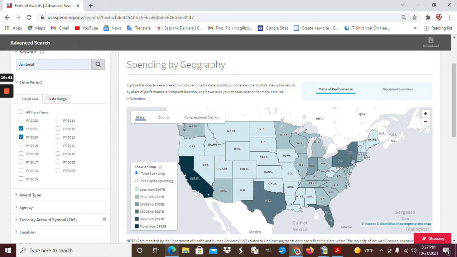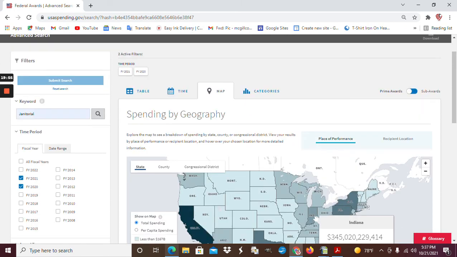It's the same with your NAICS code. If you've got a NAICS code for temporary help, and you see that some of the money may not be going in that area, you go in other areas and look.